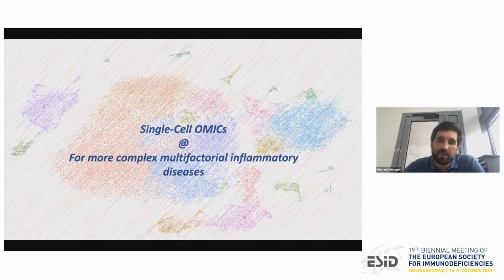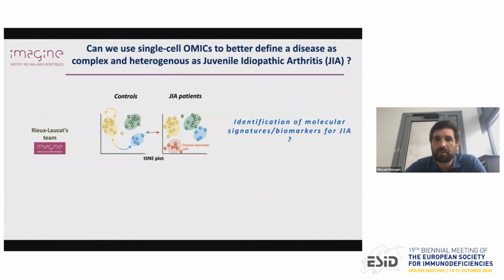Now, so far, we've been working on single-cell omics in rare monogenic disorders. Can we use single-cell omics for more complex multifactorial inflammatory disease? Here we are switching to a pathology called juvenile idiopathic arthritis, leading to inflammation of joints in children with no apparent known cause.